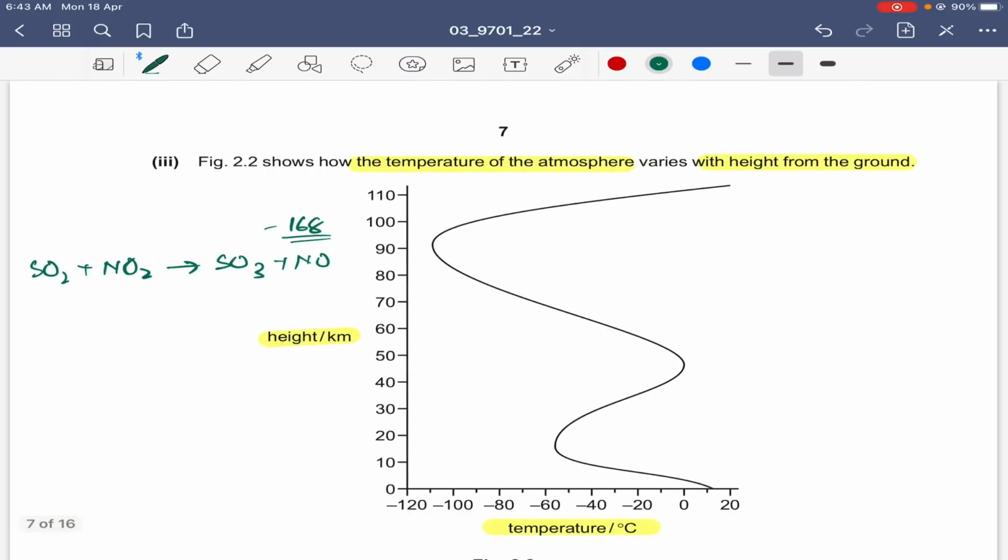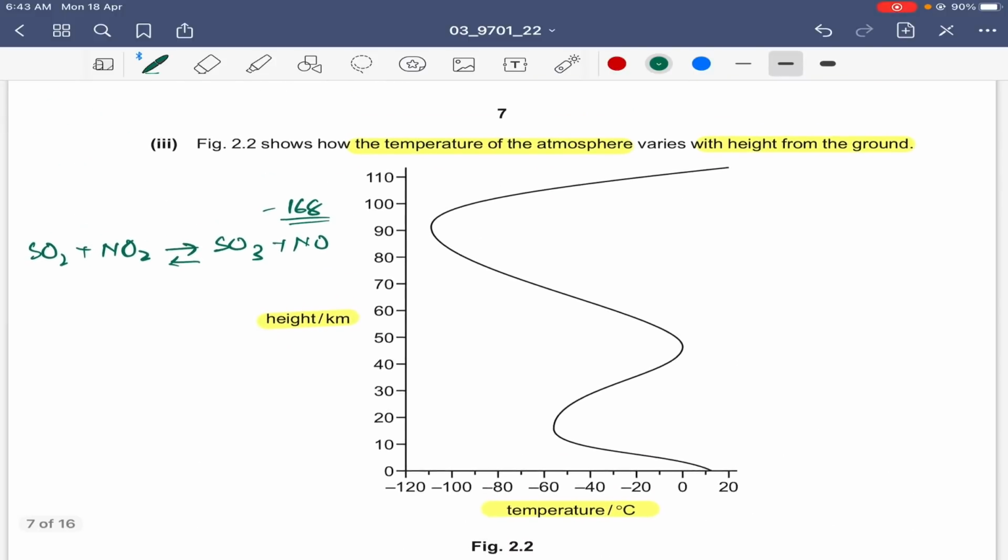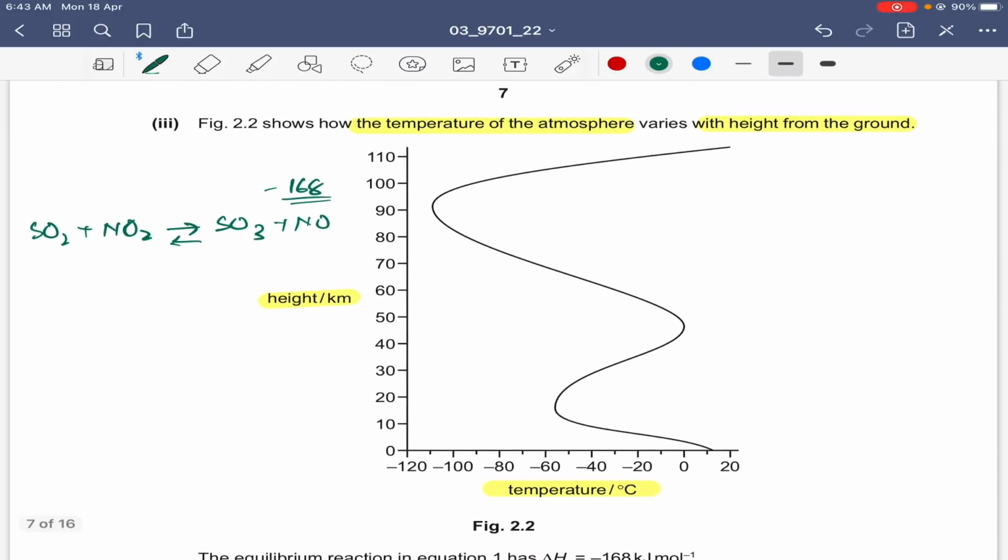And this is a reversible reaction. Suggest how the position of this equilibrium differs at a height of 20 kilometers compared with the height of 50 kilometers from the ground. We have to explain the position of equilibrium, and by position of equilibrium we just have to explain which substance would be in a higher amount at equilibrium.